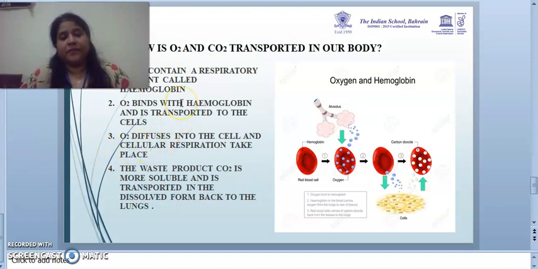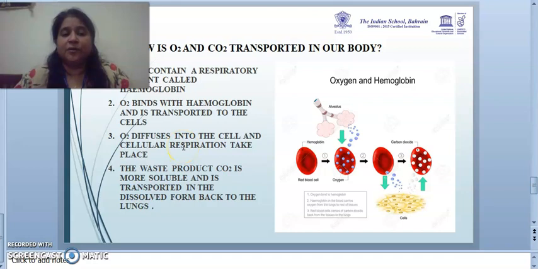The fluid connective tissue in our body is blood, which you have studied in 9th standard. There are blood cells called RBCs, or red blood cells, which contain a red pigment called hemoglobin. Now this hemoglobin contains iron. When oxygen diffuses from the alveoli into the blood capillaries, the oxygen binds with hemoglobin and is transported to the cells. This oxygen diffuses into the cell and then cellular respiration takes place.